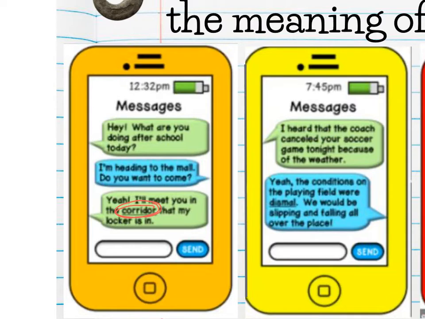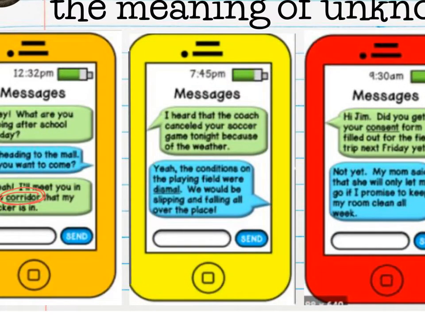So to warm up our brains, I want you guys to work together with me and think about with me what clues might lead you to the best answer to the meaning of that word. Let's try one more. I heard that the coach canceled your soccer game tonight because of the weather. And then the next person says, yeah, the conditions on the playing field were dismal. We would be slipping and falling all over the place. So I'm thinking about this word dismal. I'm noticing some clues around it.